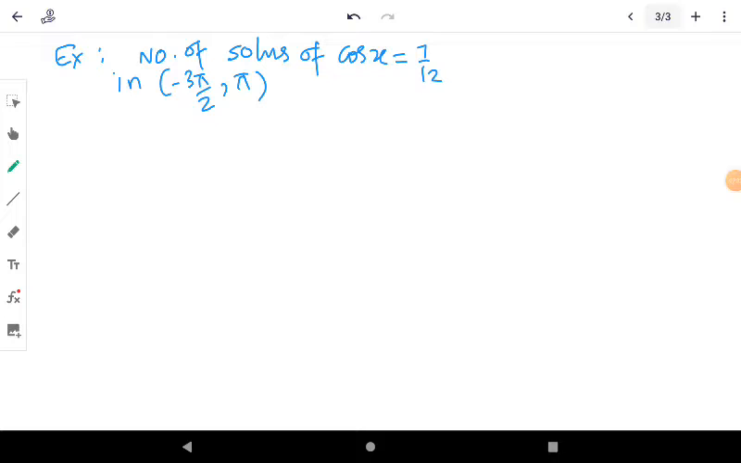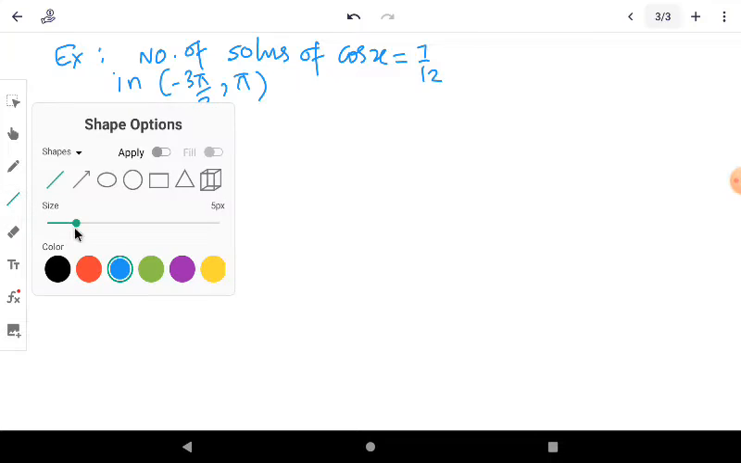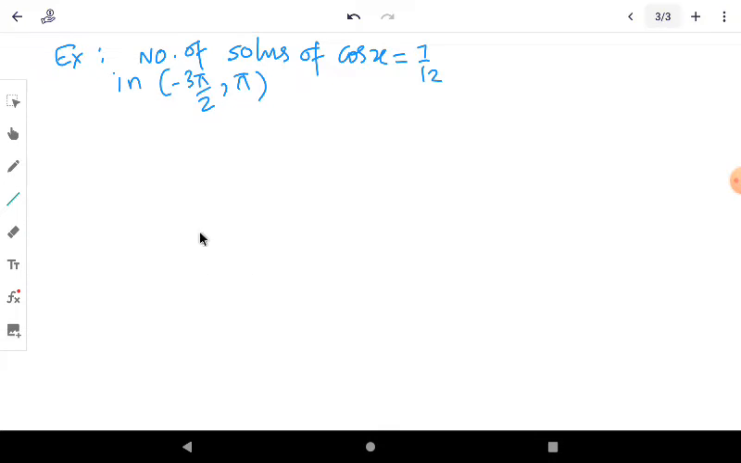Guys, let's take another example. Let's find the number of solutions of cos x equals 7 by 12 in minus 3 pi by 2 to pi. So this is the x-axis, guys. This is the y-axis. Now let's draw the graph of cos x from minus 3 pi by 2 to pi.